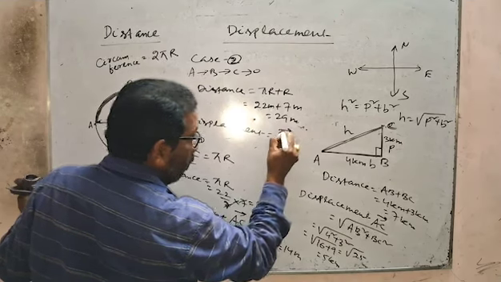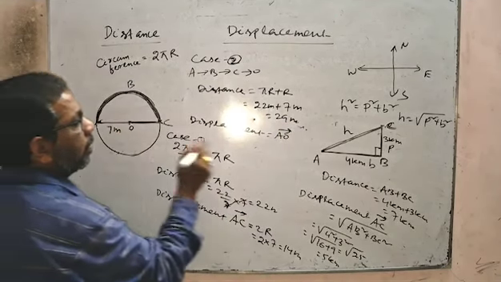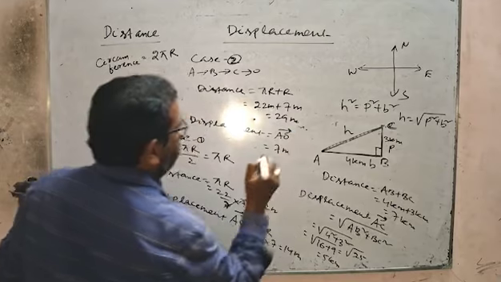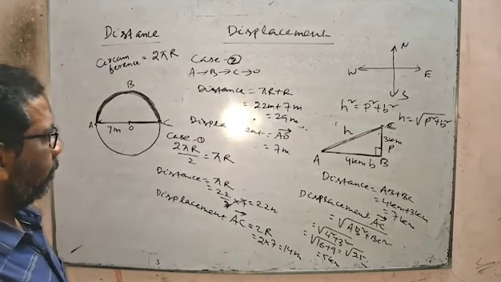AO is the radius, that is 7 meter. Understand?